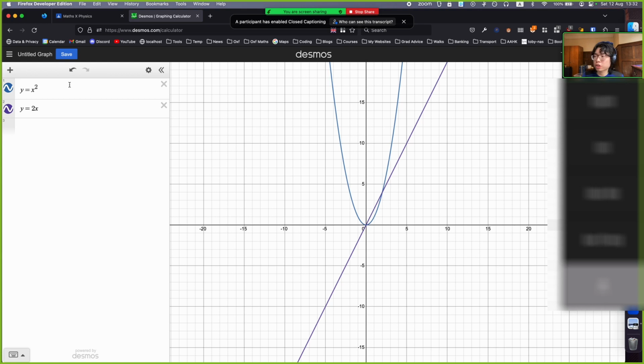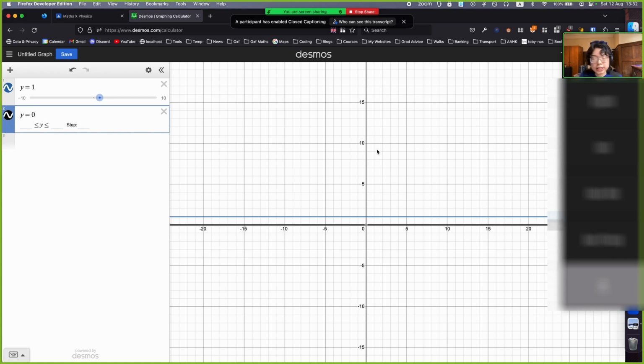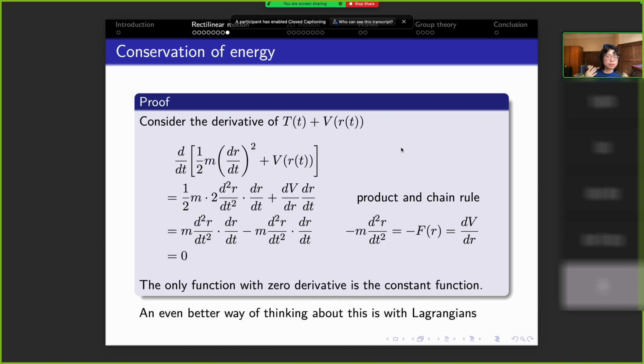If we want the function to not change, for example, if we want the function to be a constant function, then the derivative of that constant function is going to be 0, right? So the idea is that instead of showing that the function is constant directly, we want to show that the derivative is 0. And this is actually easier.